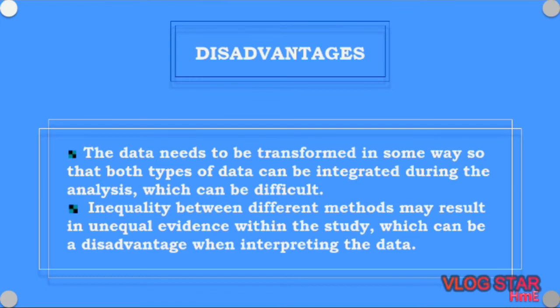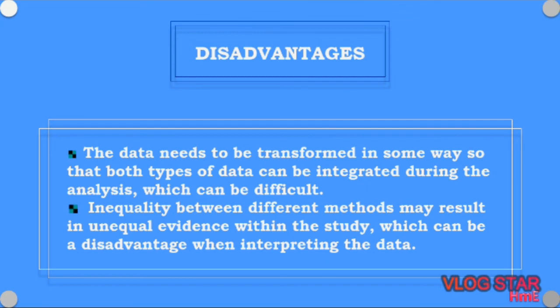The first one, the data needs to be transformed in some way so that both types of data can be integrated during the analysis, which can be difficult. So here a problem may arise when the researcher has to transform the data to integrate them in the analysis phase. He has to convert the qualitative nature of data into quantitative nature and vice versa. So an inexperienced researcher can get confused in this phase.